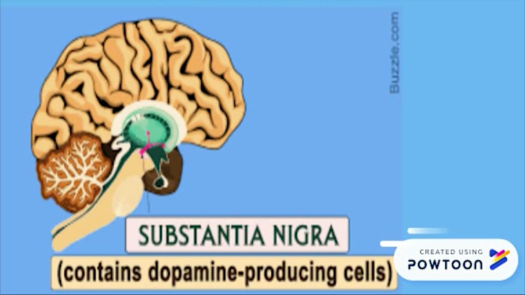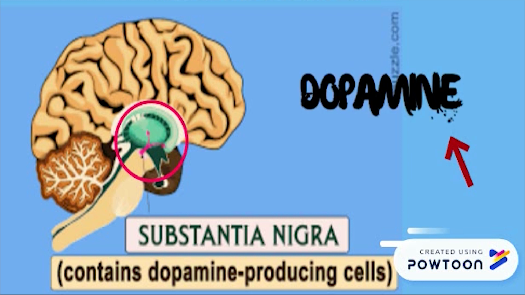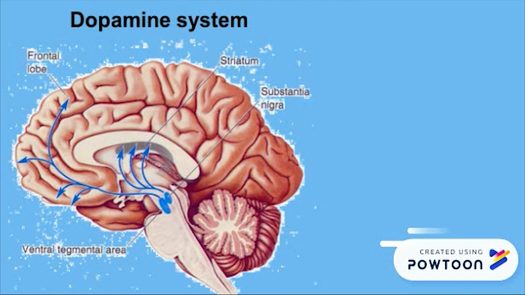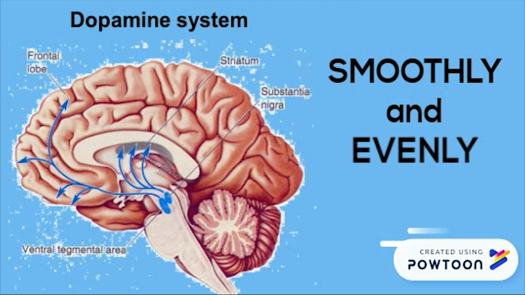Deep down in your brain, there's an area called the substantia nigra. Some of its cells make dopamine, a chemical that carries messages around your brain. When you need to scratch an itch or kick a ball, dopamine quickly carries a message to the nerve cell that controls the movement. When that system is working well, your body moves smoothly and evenly.